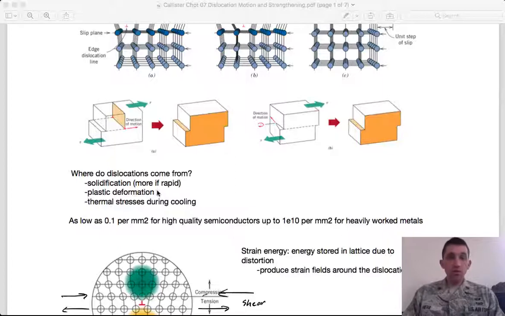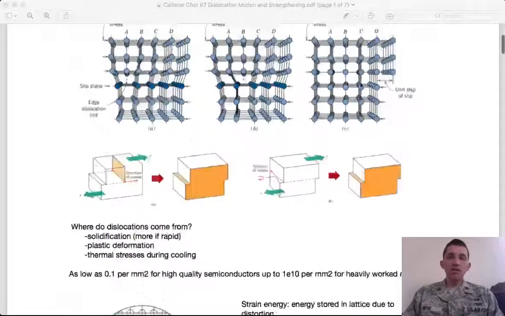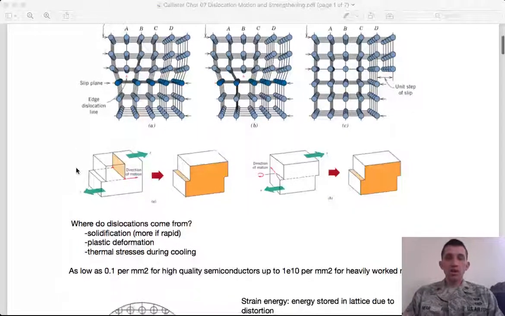They create more dislocations. So plastically deforming a material is not only the result of dislocation motion, but oftentimes it actually results in more dislocation density, even though you might think that the deformation is creating these steps. But along the way, as this dislocation is moving through, it is leaving behind more dislocations in its wake.